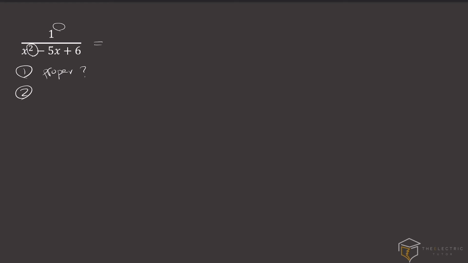For instance, this denominator, we can actually factor it out. If we put 2 parentheses, we have an x squared, so an x in each parenthesis. We have a minus, plus, which is minus minus, and then 3 times 2 is 6. 3 plus 2 is 5. So that's how you factor that out.